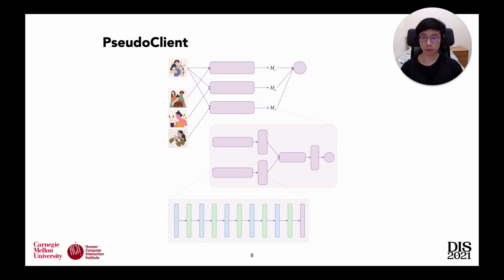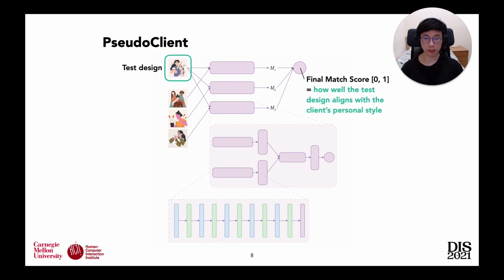Based on the principles, we designed PseudoClient, our computational model for learning personal style. PseudoClient takes in a test design and outputs a final match score between 0 and 1, which estimates how well the test design aligns with the client's personal style.